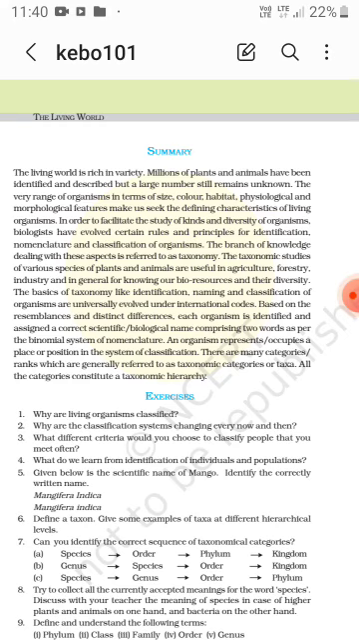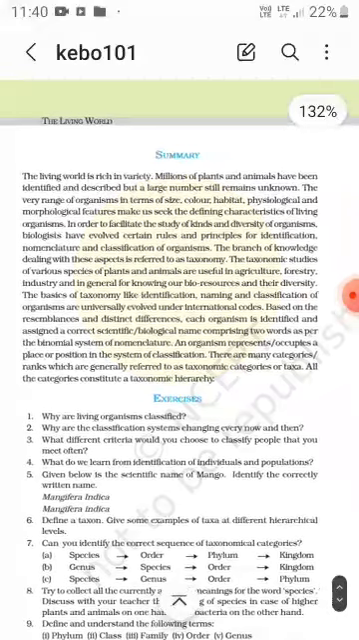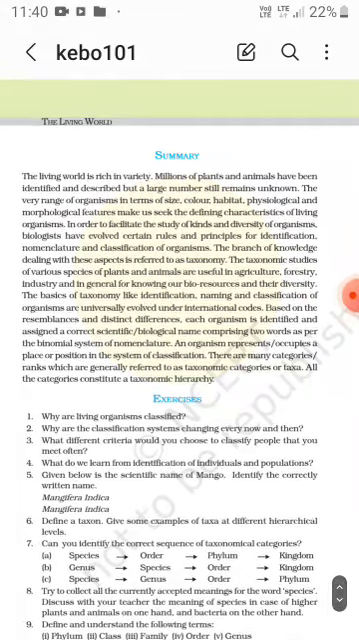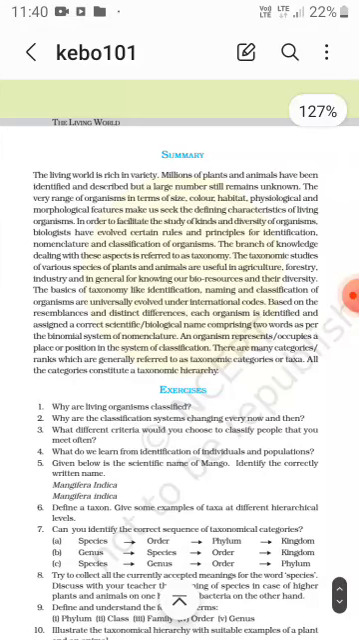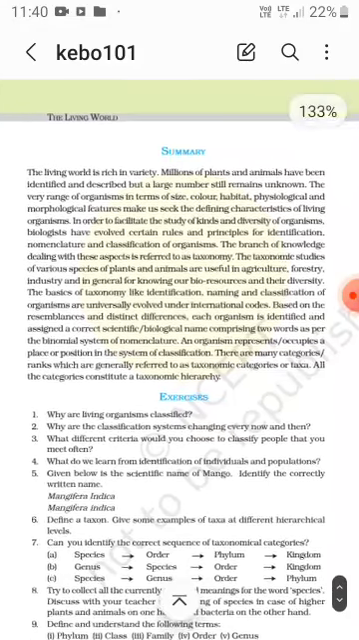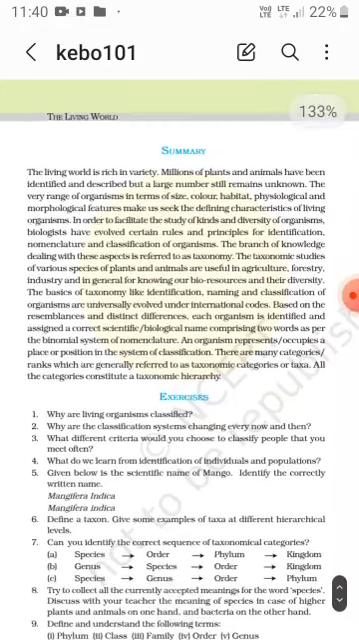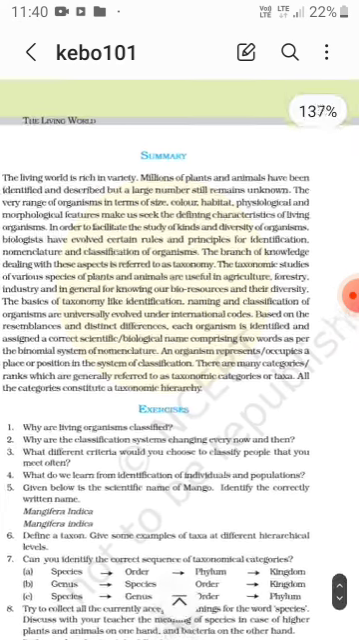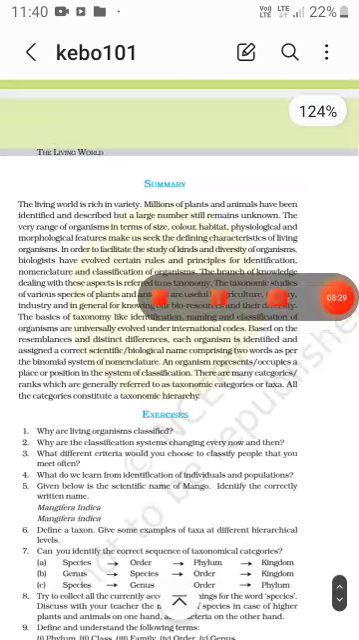An organism occupies a place or position in the system of classification. There are many categories, or ranks, which are generally referred to as taxonomic categories or taxa. All the categories constitute a taxonomic hierarchy. So all the taxonomic categories comprise the taxonomic hierarchy, and taxonomy is a branch. And systematics includes everything, like the phylogenetic relationships as well. So this is your chapter done.